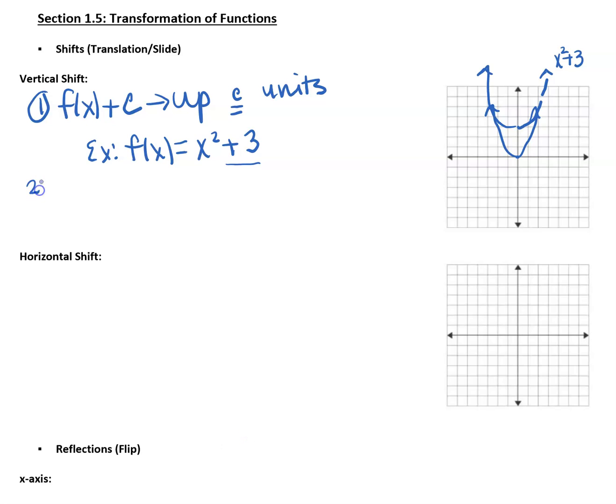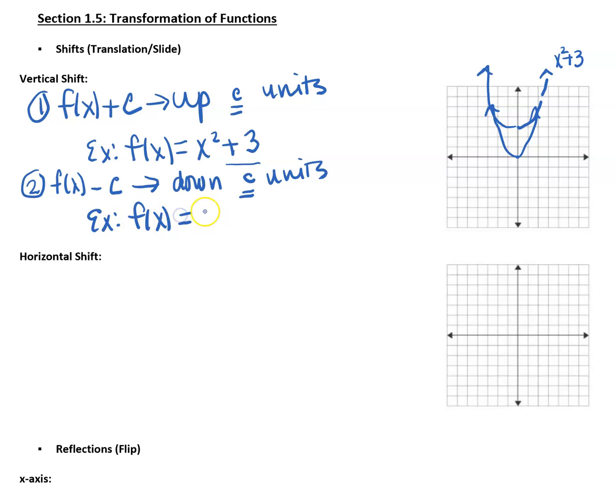Now, if we look at the second way this vertical shift can happen, it could be if you had f of x minus c, and that is what's going to move it down c units. And so that would be f of x equal to x squared minus 3. Let me switch colors here so we can notice the difference between them. It's going to take your parent function, which we could see was in the middle, and move everything down 3 units. So 1, 2, 3. You can see it's still that U shape. It's still symmetrical over the y-axis, but it just shifted everything down 3 units.